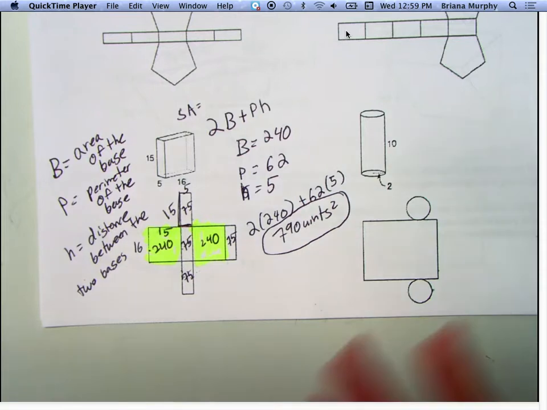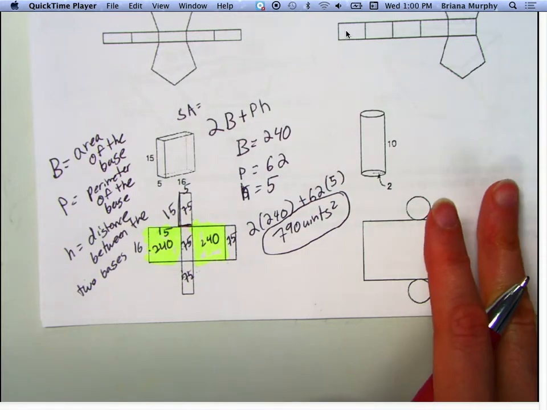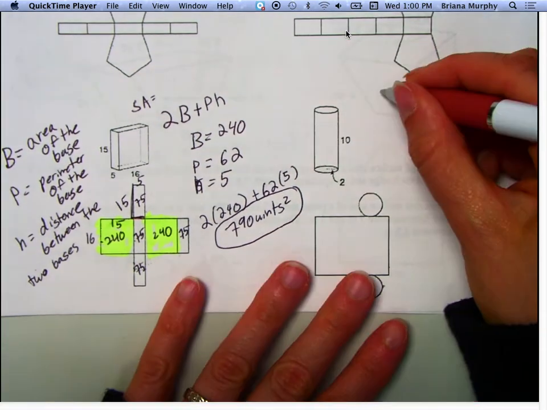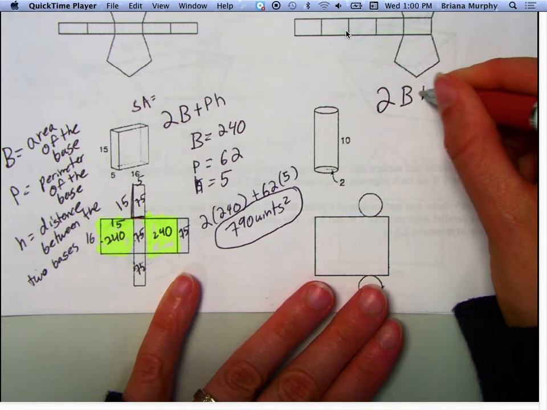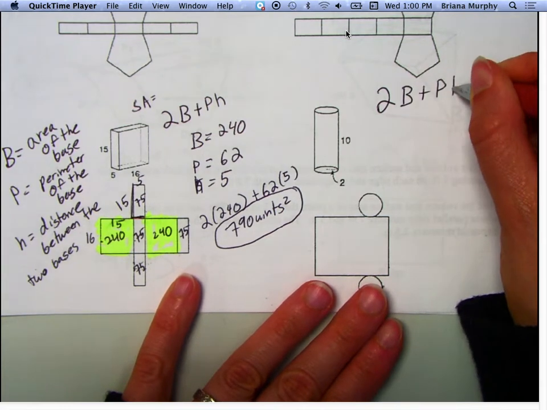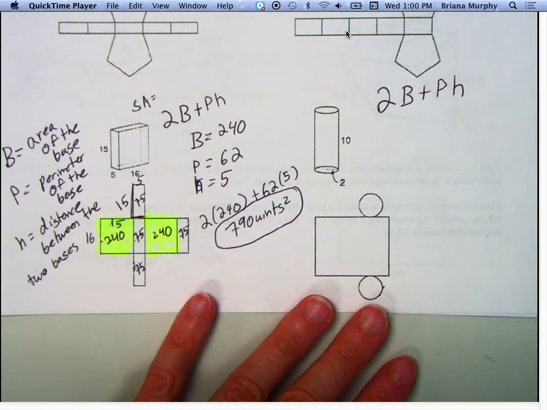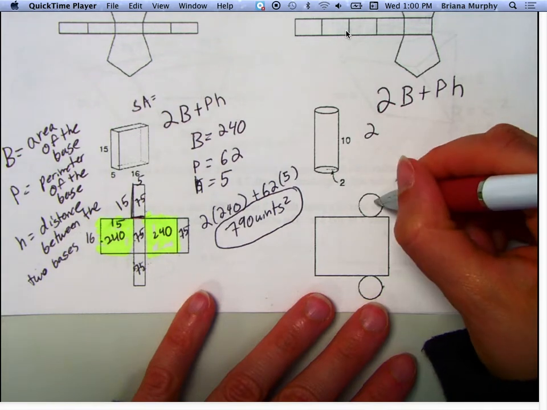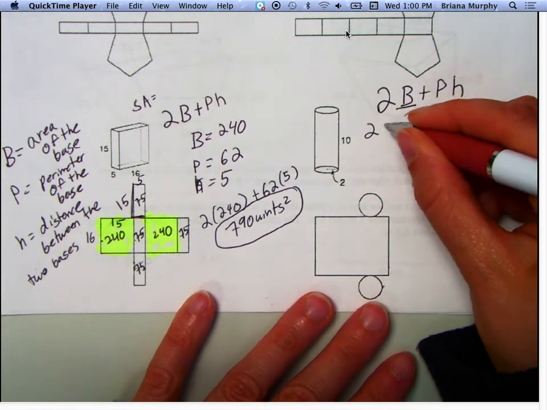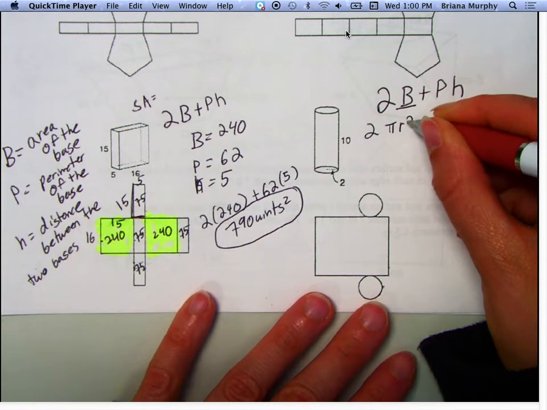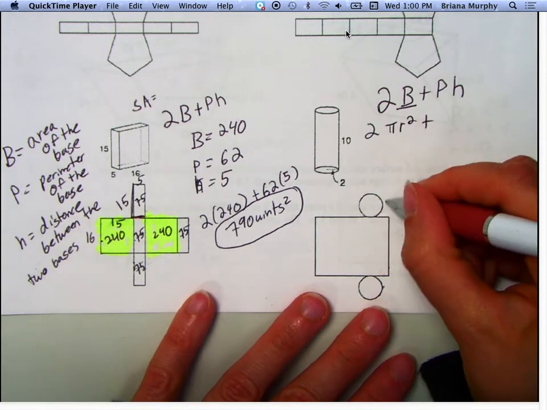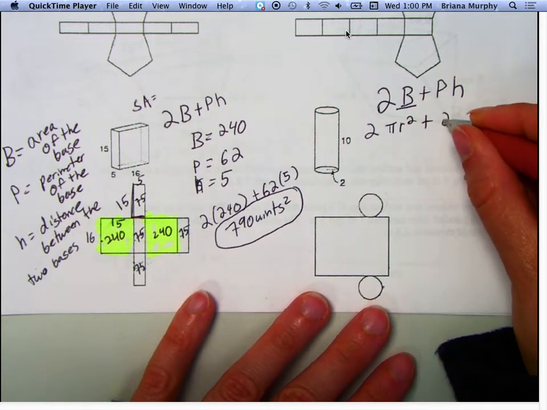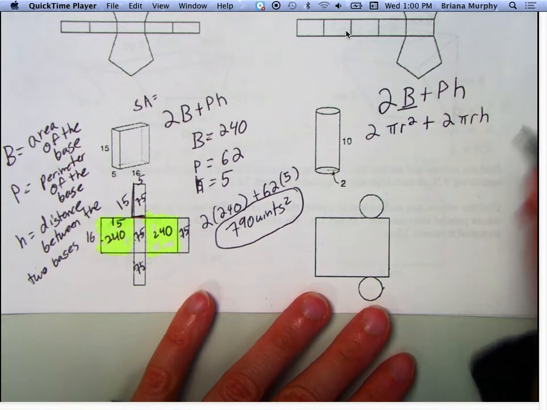Okay, we already talked about cylinders before when we did circles, so I'm just going to show you how they're the same. If we do 2 times the area of the base plus the perimeter times the height, or the distance between the two bases, I'm still going to get 2 times the area of the base of a circle. What's the area of a circle again? Pi r squared. Plus, what's the perimeter or the circumference of a circle? 2 pi r. Okay. Does that formula look familiar?